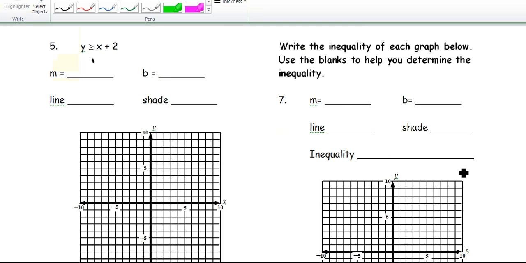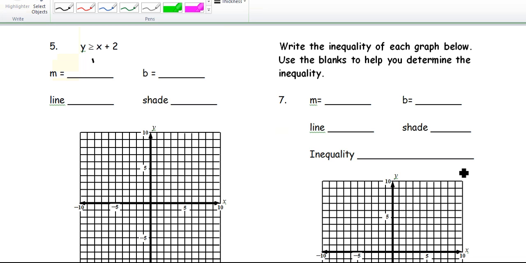All right, let's move on to our next one here. One more example to show you. Now this is y equals, I think we have 2 more though. Let me just check to make sure. Yes, 2 more of those to work through. Tell you what, what we'll do is I'll show you the M, the B, the line, and the shade, and then I want you to go ahead and fill these in.